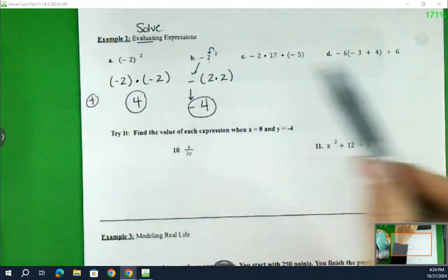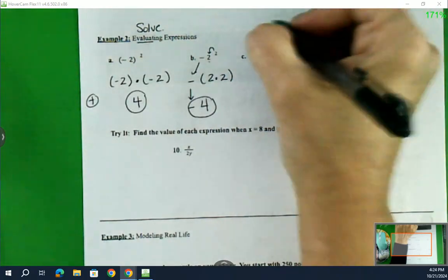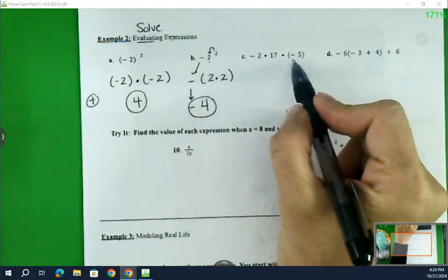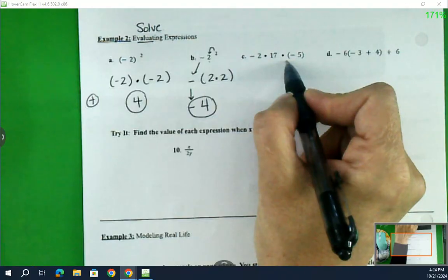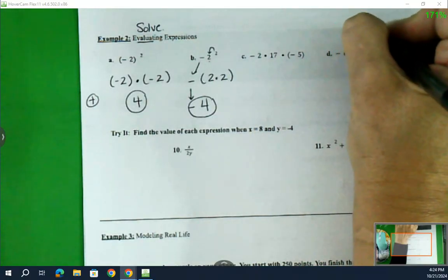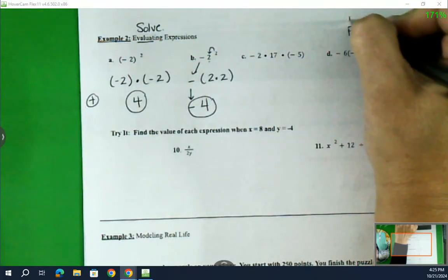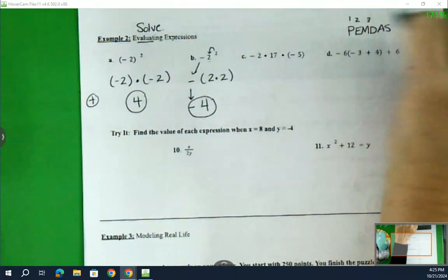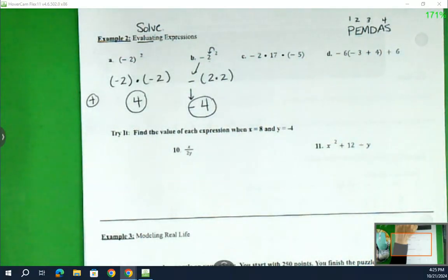Okay, in parts C and D, we have some extra steps in there. So we have to look at also, in this case, it's all multiplication, so order doesn't matter. We can multiply in any order. But here we have an addition problem. So this is when we're going to also have to remember PEMDAS. And remember that those are 4 steps: parentheses, exponents, multiplication and division in order from left to right, and then addition, subtraction in order from left to right.